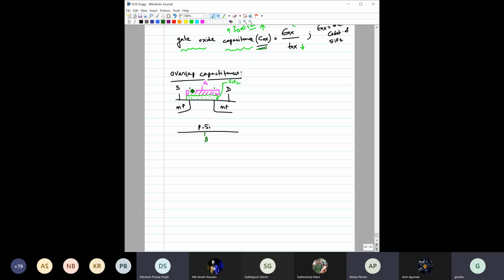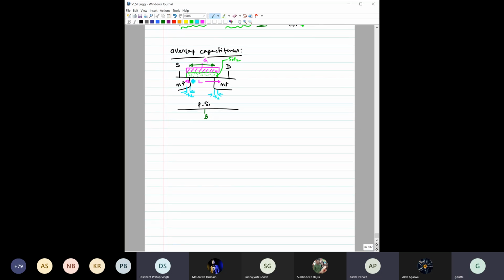But you can think this is the actual gate, meaning the effective gate, and this is your physical gate. This is the actual gate length, or the effective gate length. And you can clearly see this much is the overlapped region. Let's say we will term it as XD. So this is the cross-sectional view.